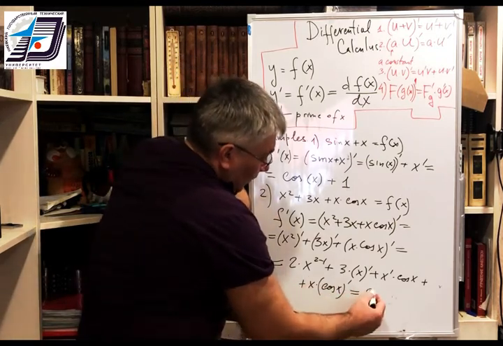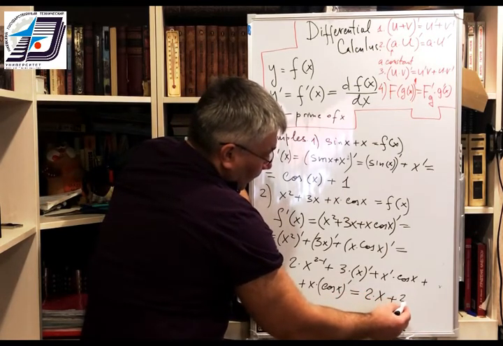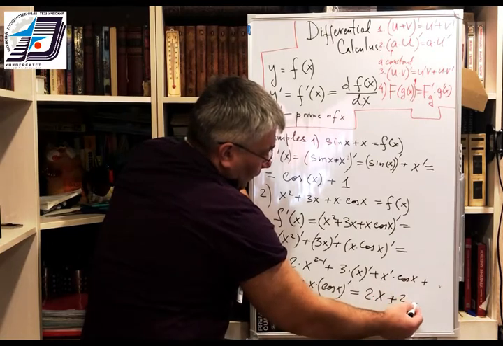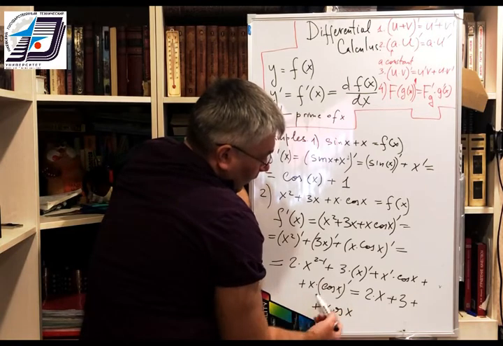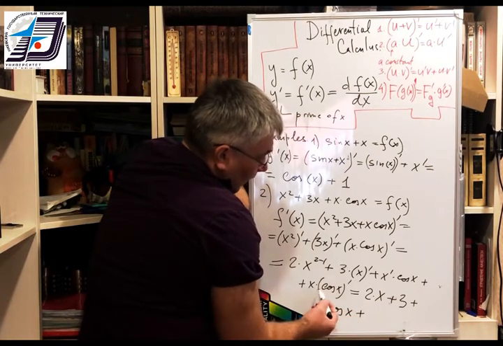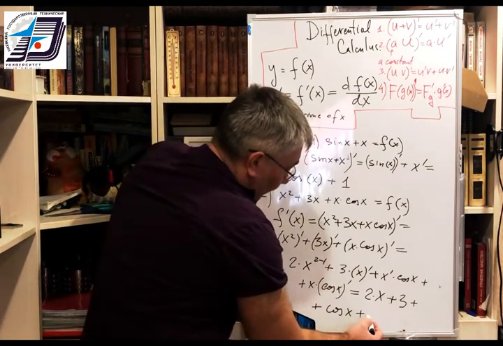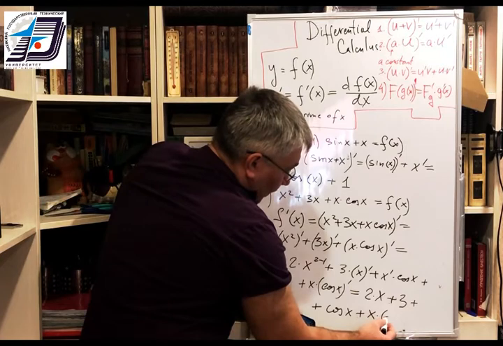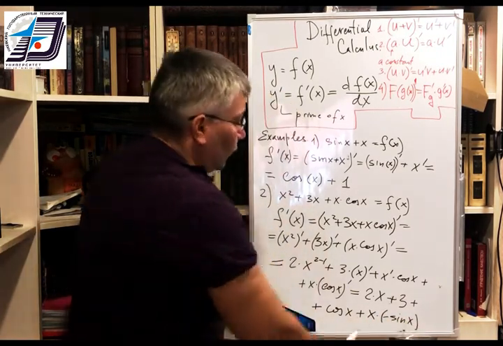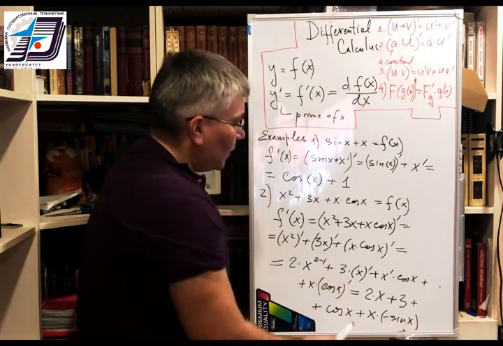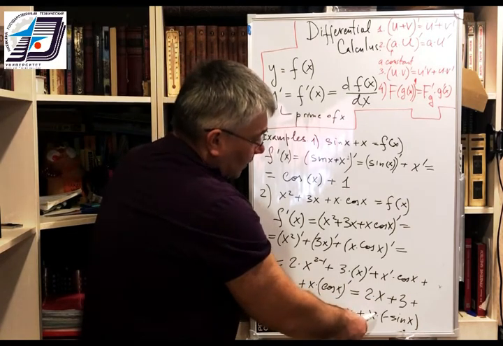Now we have 2 times x, derivative is 1. x derivative is 1, so I have just cosine here. And the last one, x cosine x gives derivative minus sine x, and I have x times minus sine x. This is the result. I can put this minus instead of this plus, but it doesn't matter, so we have 2x plus 3 plus cosine x plus x minus 6 times sine x.